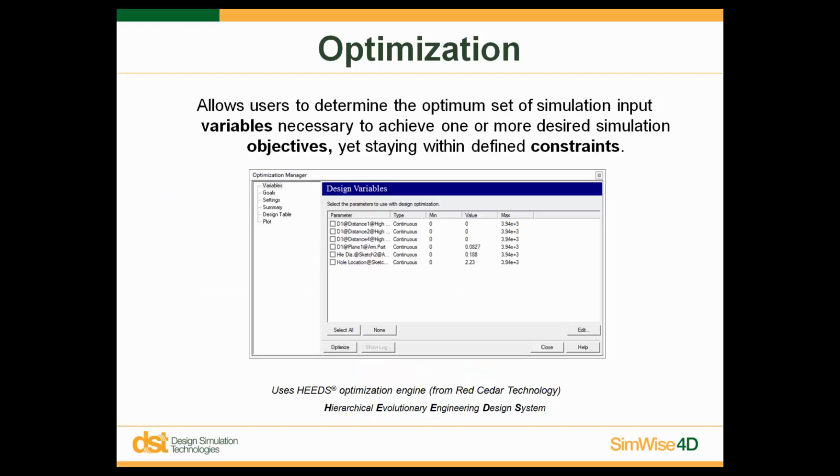And then finally we have the optimization engine inside of SimWise4D. This comes standard. It's not an add-on module. And it uses HEEDS from Red Cedar Technology. Red Cedar is known worldwide for their optimization software and techniques. SimWise has an interface that's using the HEEDS engine, and it's really a very nice tool that allows you to take that design and simulation and optimize it for many different criteria or many different objectives. So it's a pretty simple process, but yet very powerful in what it does.